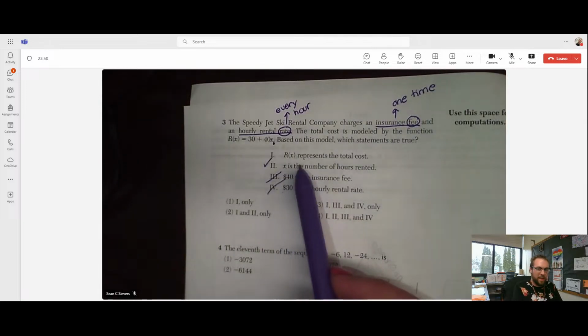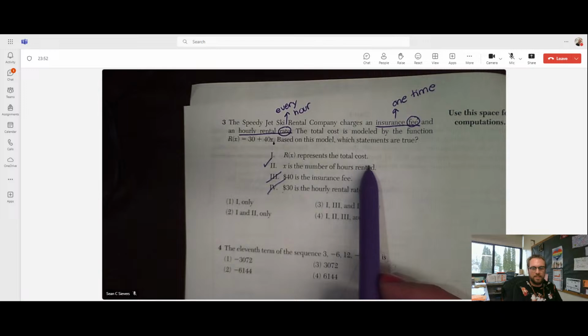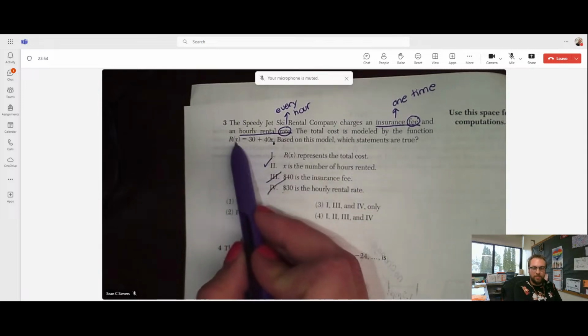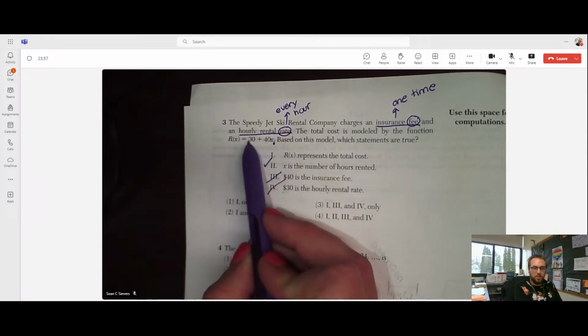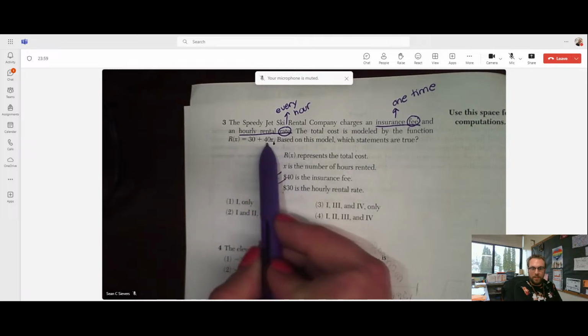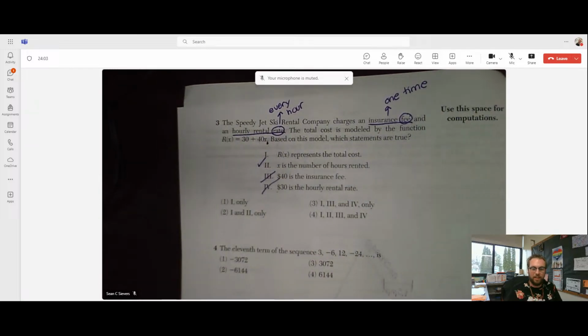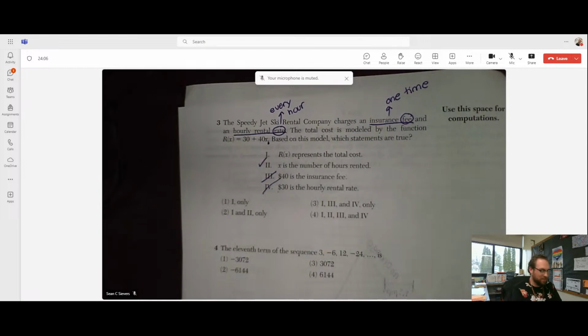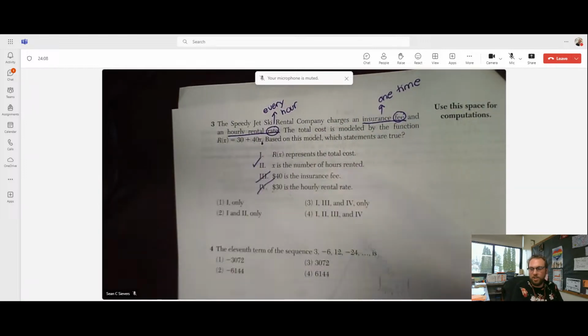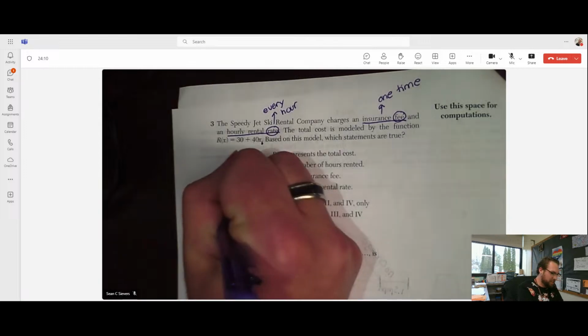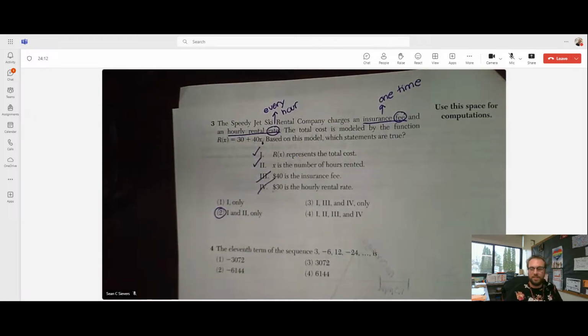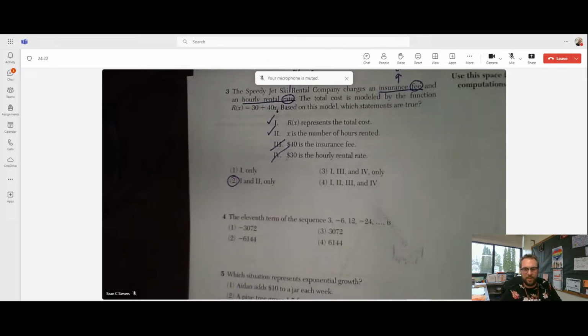And then r of x, this says it represents the total cost. And I agree with that statement because this says that r of x equals this function, right? So no matter how many hours I rent the jet ski from the company, r of x will tell me how much my total cost is. So in this case, our answer choice is 2. Does that make more sense, George? Just give me a yes in the chat.